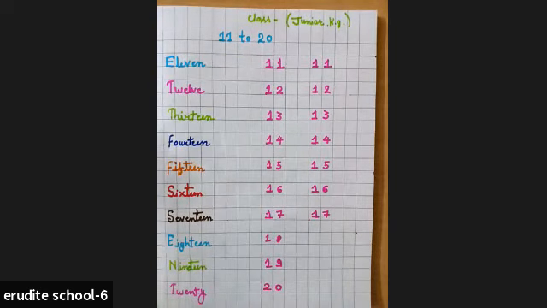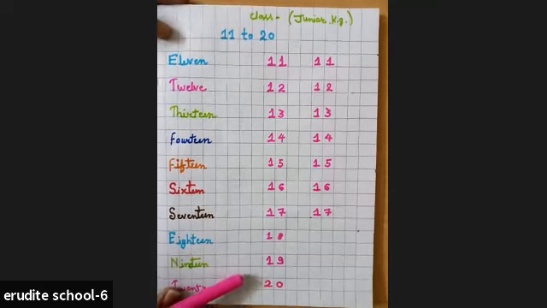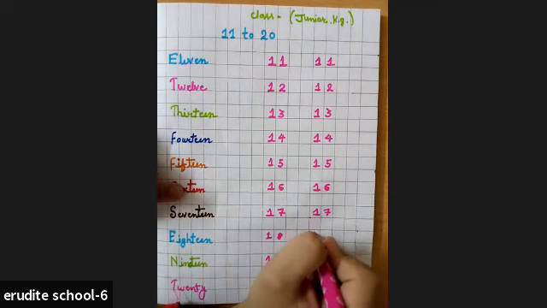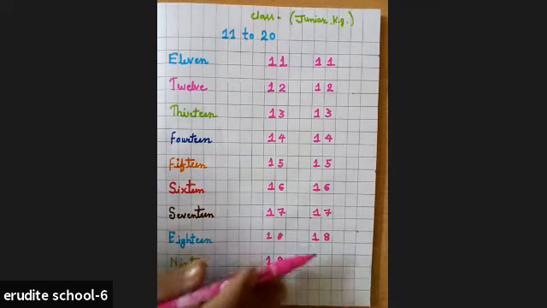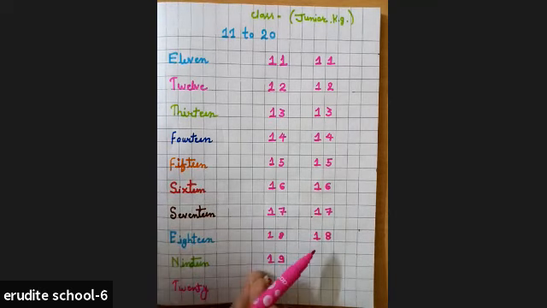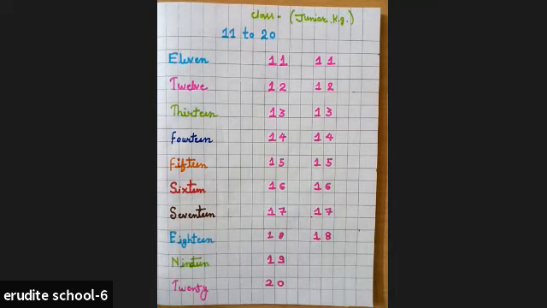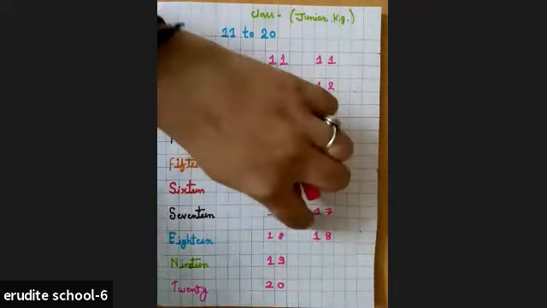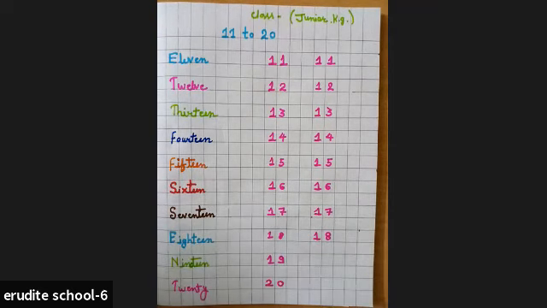Okay. And now next digit, 18. 1 8 18. Okay. 1 8 18. Spelling of 18. E I G H T E E N. 18. Okay. 1 8 18. Okay. And now next digit, 19.